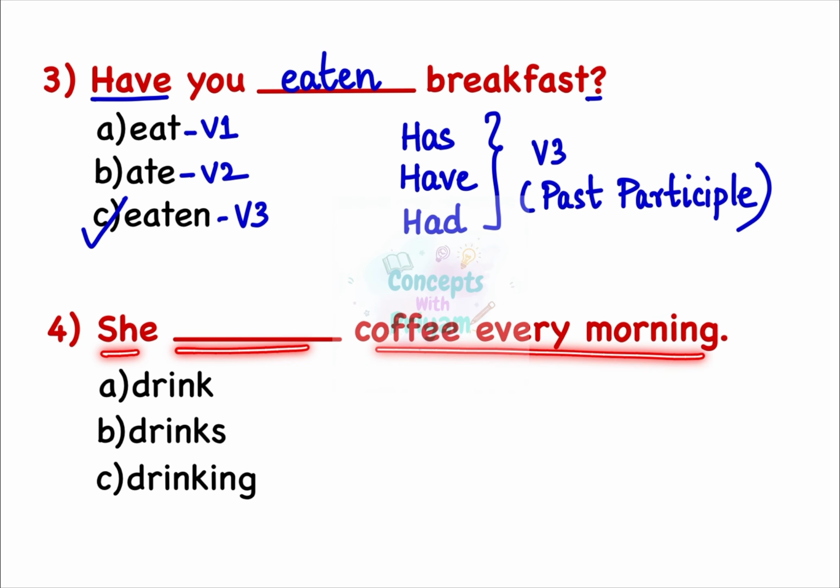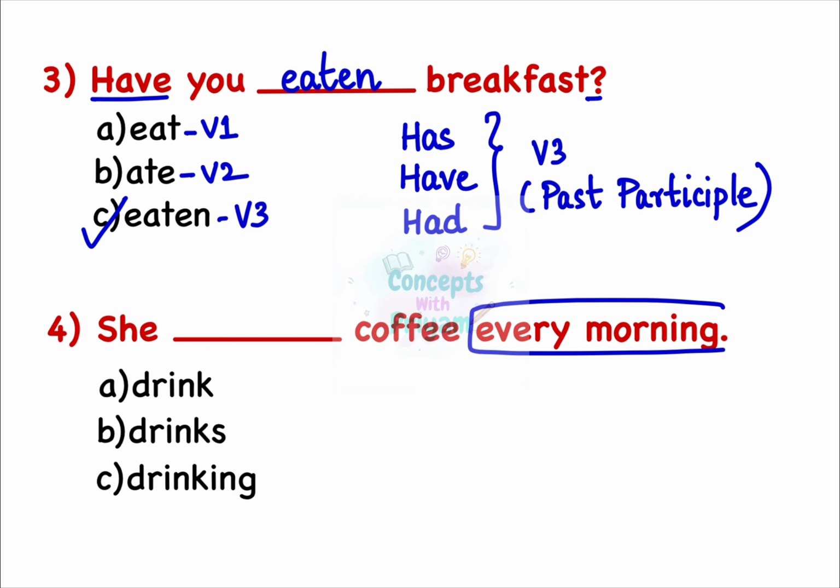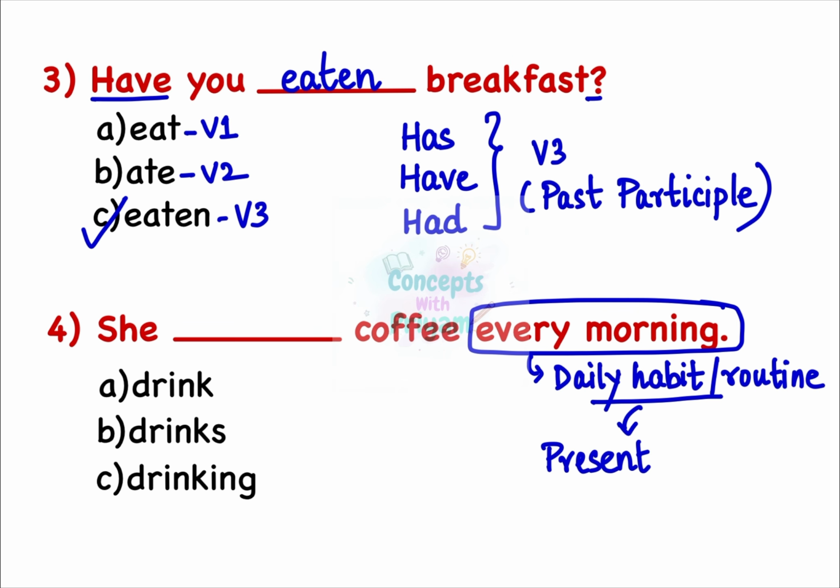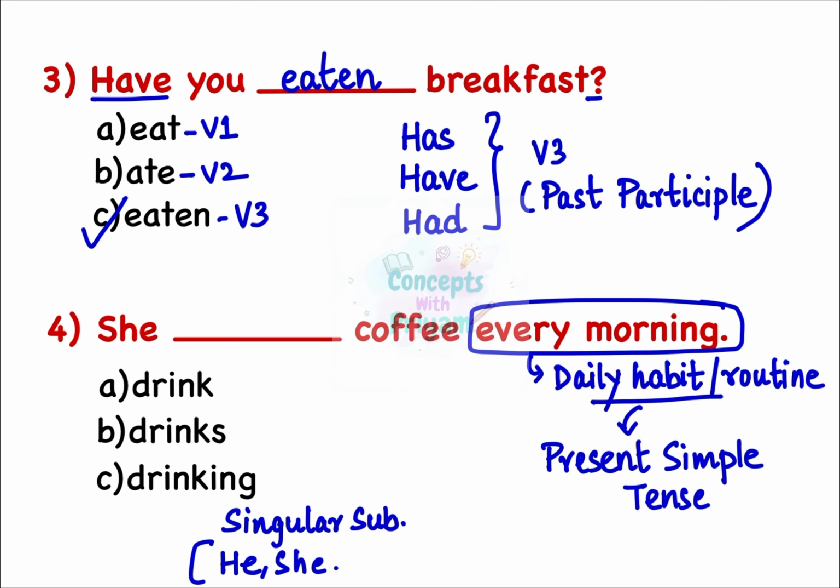Number 4. She blank coffee every morning. Drink, drinks, drinking. Now the keyword here is every morning, which shows a daily habit or routine. And for daily habits or routines, we use the present simple tense. And with singular subjects like he, she, or it, the sentence follows the structure subject plus verb 1 plus s or es.